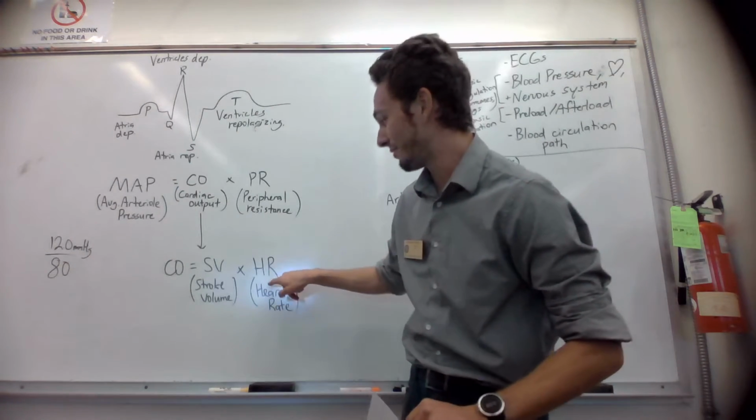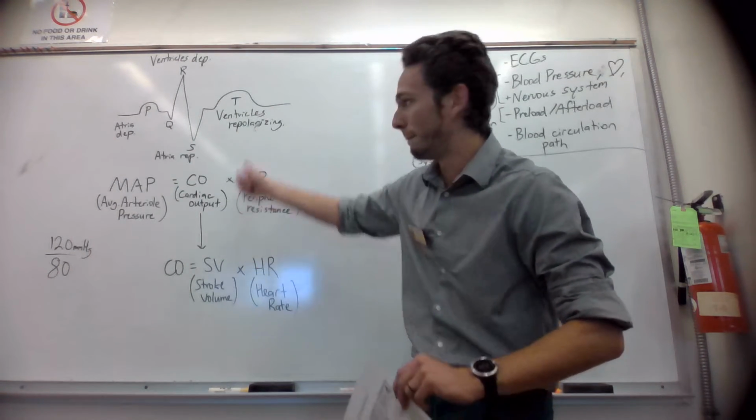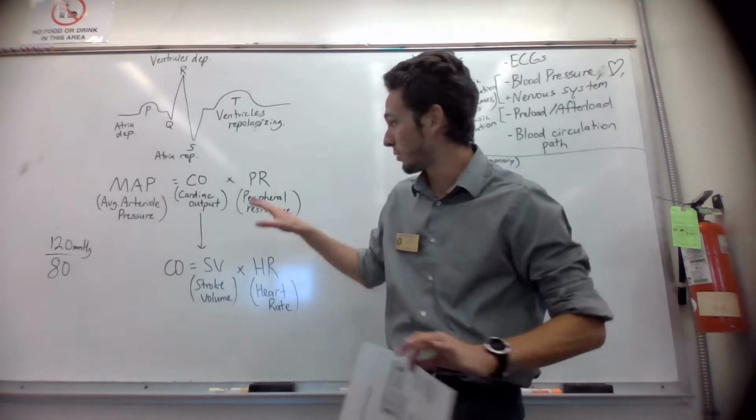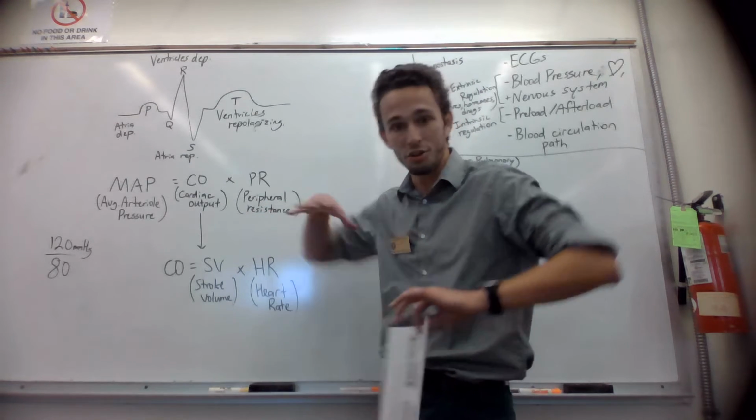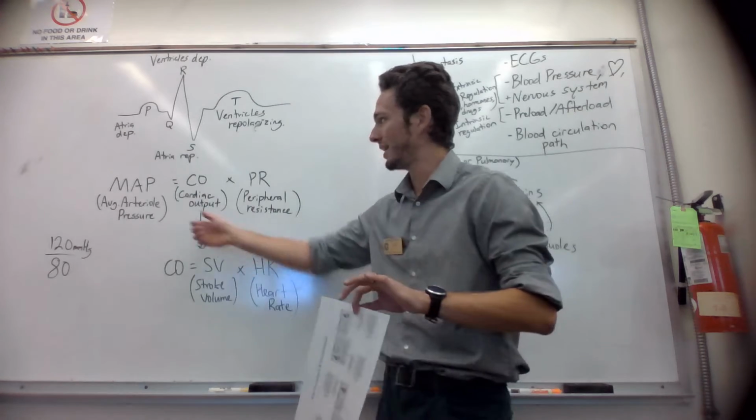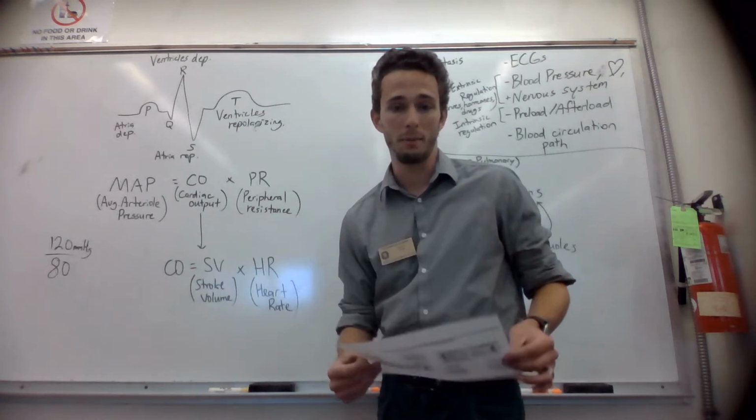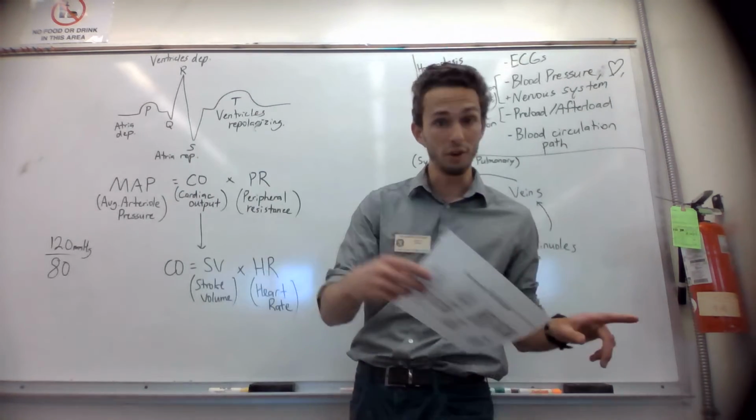If it starts contracting faster, an increase of heart rate, guess what? Blood pressure goes back up. Okay, so we're increasing resistance, increasing heart rate, and also how strongly the heart is pumping, therefore it bumps back up your arterial pressure. The reverse is true.